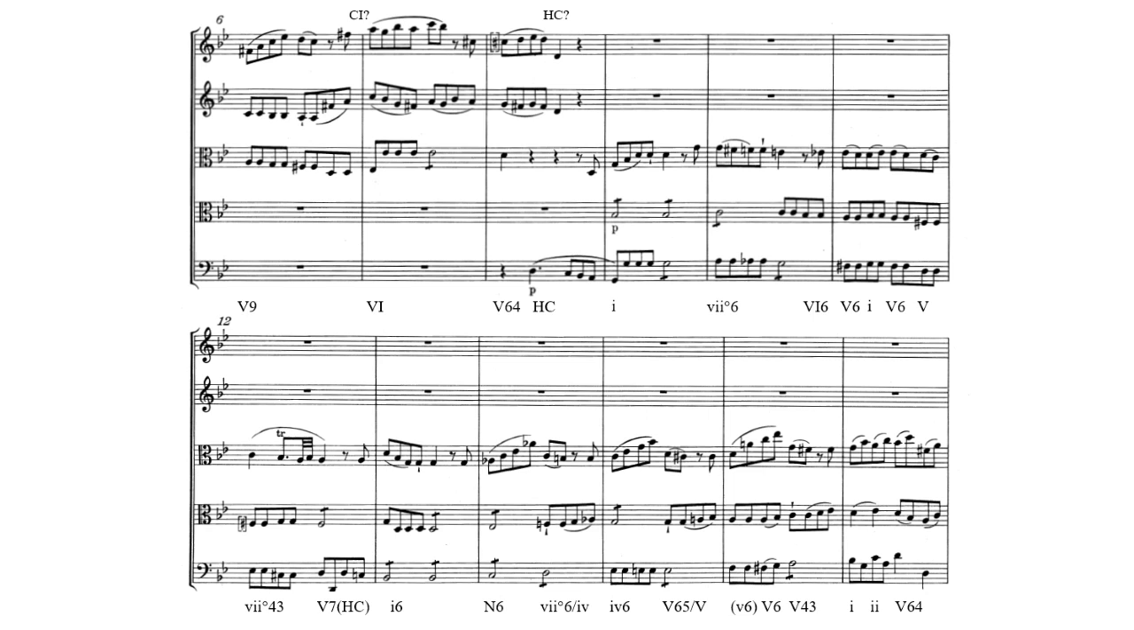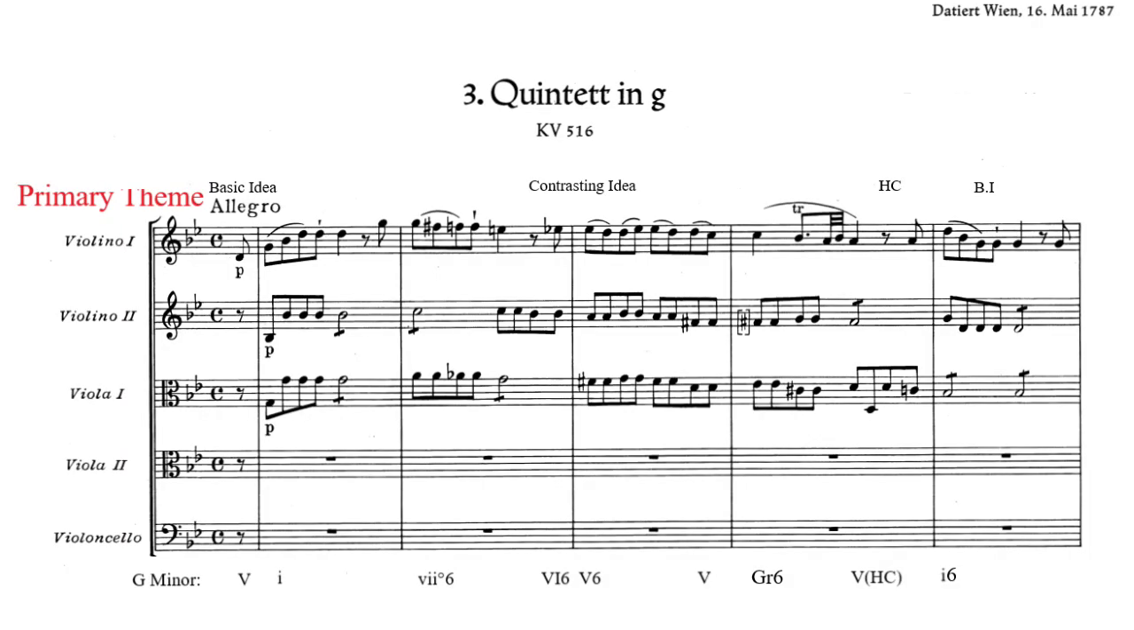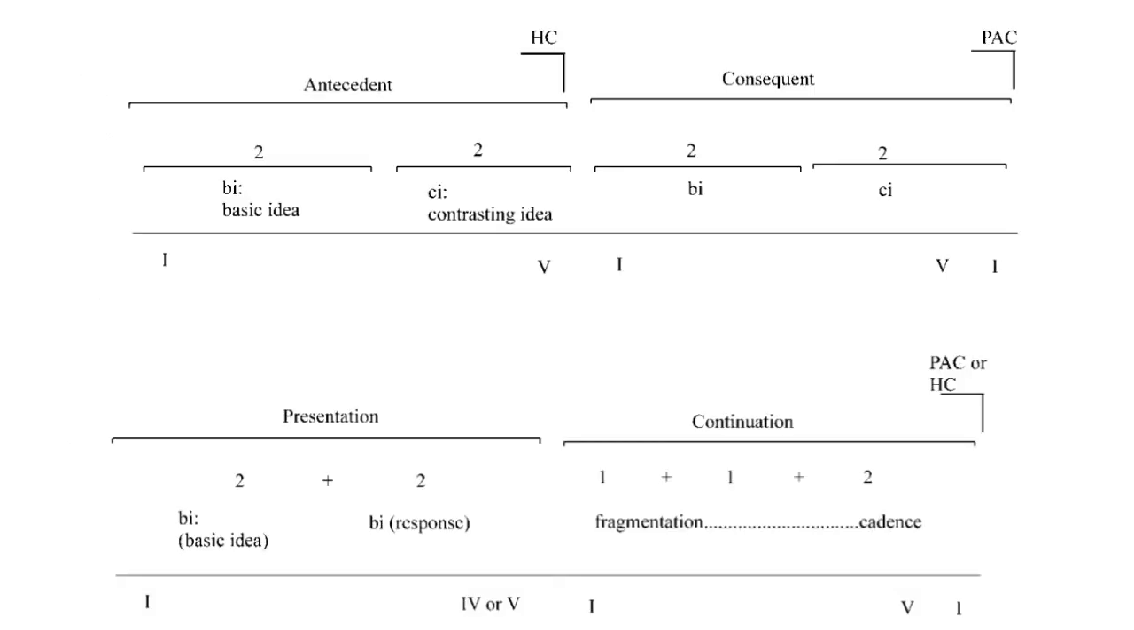Just in this first statement of the primary theme, there's a lot to unpack. The theme is 8 bars long and has a half cadence at its midpoint, marking the phrase structure as a period. I know I haven't discussed phrase structure before, so very quickly, and to oversimplify, there are 2 phrase types. The first, a period, is made of alternating basic and contrasting ideas. A period typically has a half cadence at the end of the antecedent, the first half of the phrase, and an authentic cadence at the end of the consequent, the second half of the phrase.